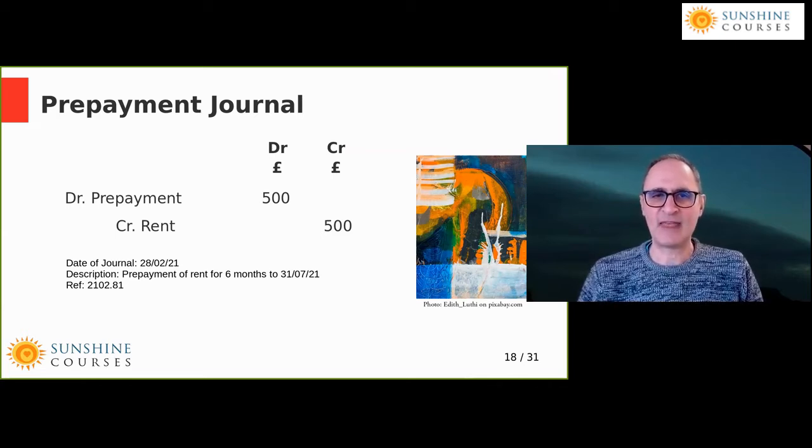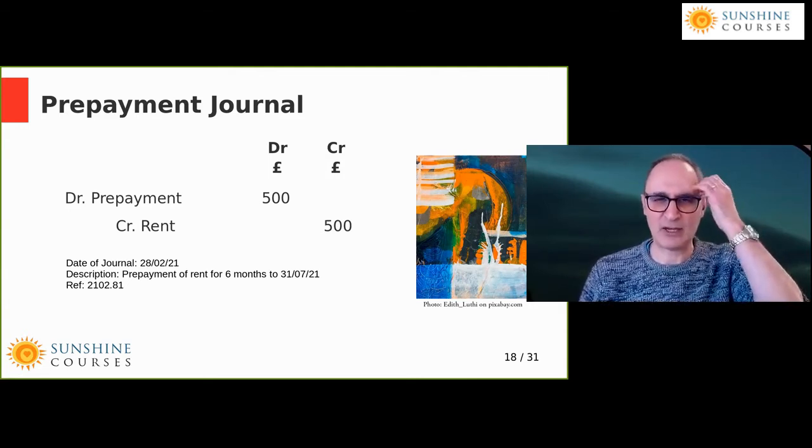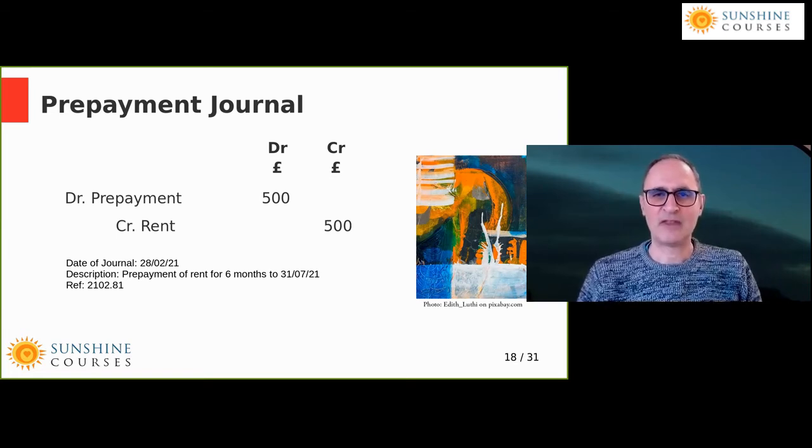This journal will say at the end of January, we'll reduce that £600 by £500, leaving just £100 in the month of January. And we'll set up a prepayment of £500 at the end of January. And at the end of February, we can then do exactly the reverse by releasing another £100 of that rent.